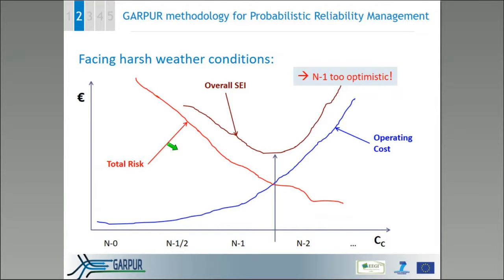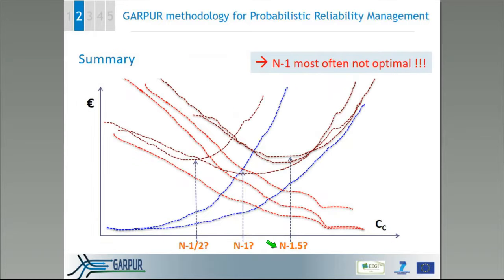And similarly, if the weather conditions are harsh, then of course the probabilities of some of the N-2 events will increase, and so the total risk of service interruptions will increase, and in this case the optimum of the overall socioeconomic impact will shift to the right here, meaning that it would be wiser, closer to optimum, to cover more than just N-1 contingencies. So the general situation is that most often actually the N-1 criterion does not lead to an optimum situation from the overall socioeconomic impact. And so therefore we need an approach which allows us to basically adapt the set of contingencies to available information about all these curves.